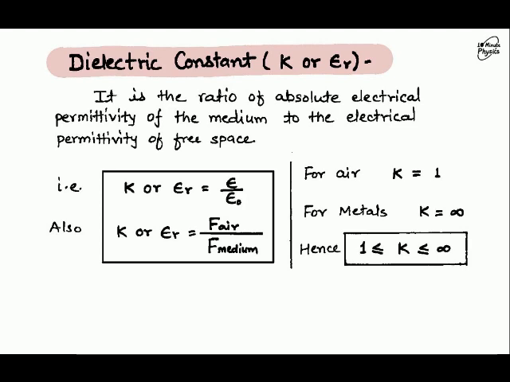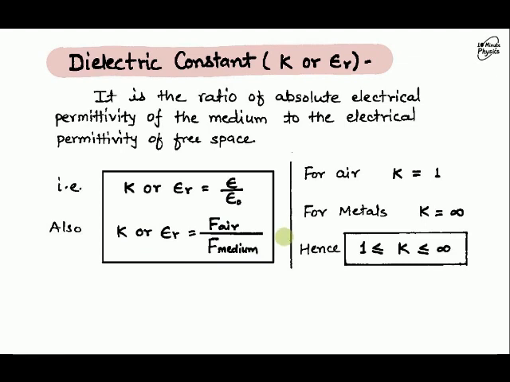So the dielectric constant we can define as the ratio of the absolute electrical permittivity of the medium to the electrical permittivity of free space. Permittivity means what? The allowance which allows the electric field, that is called permittivity. So the dielectric constant is the ratio of the permittivity of the medium to the permittivity of free space. It is represented by epsilon r also. So epsilon r is equal to epsilon divided by epsilon naught. Epsilon naught represents the absolute permittivity in free space.